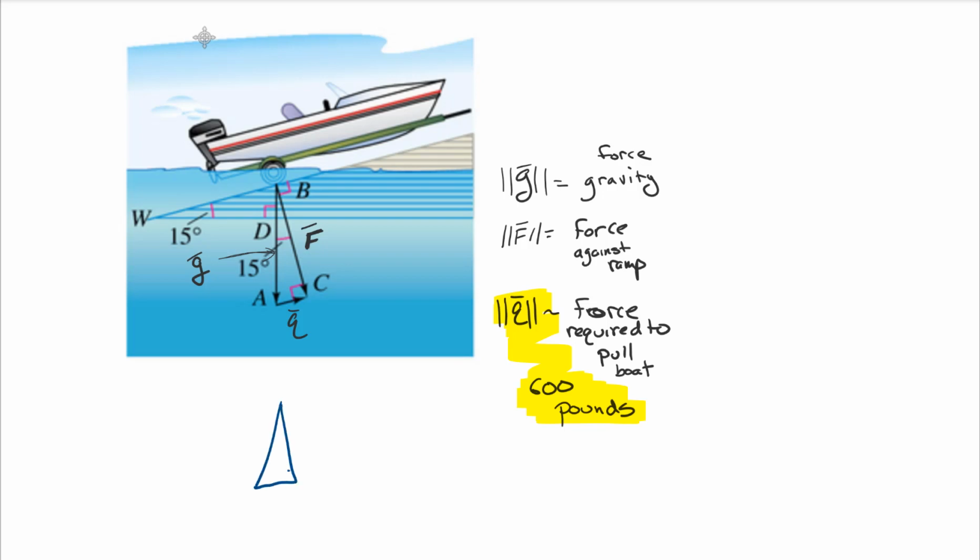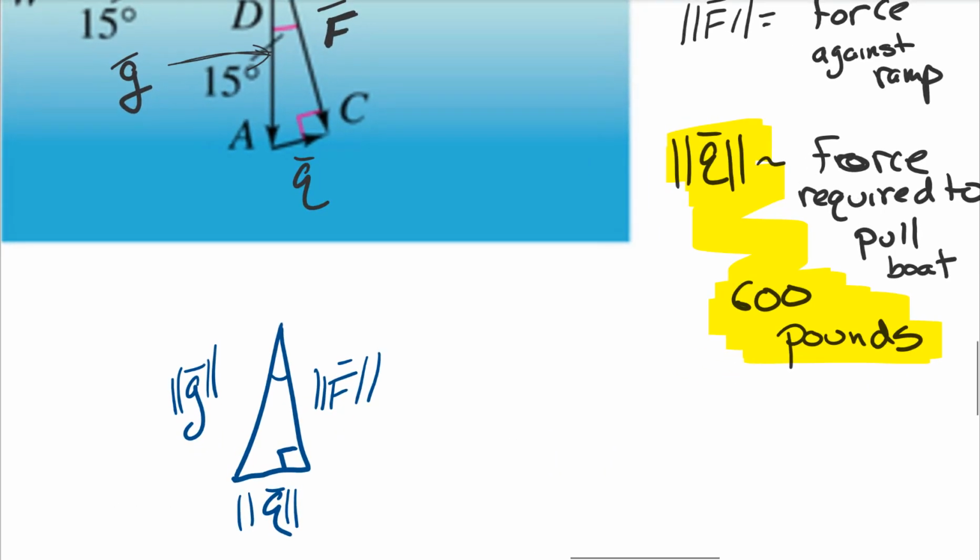So why don't we go get after this thing, and let's take this right triangle that was created. We better give it some magnitudes, because these are lengths we're talking about. The force against the ramp, and then we have that force of gravity, and that gravity is always going to be your hypotenuse in these sorts of situations. We're given an angle right inside of here, this angle, 15 degrees.